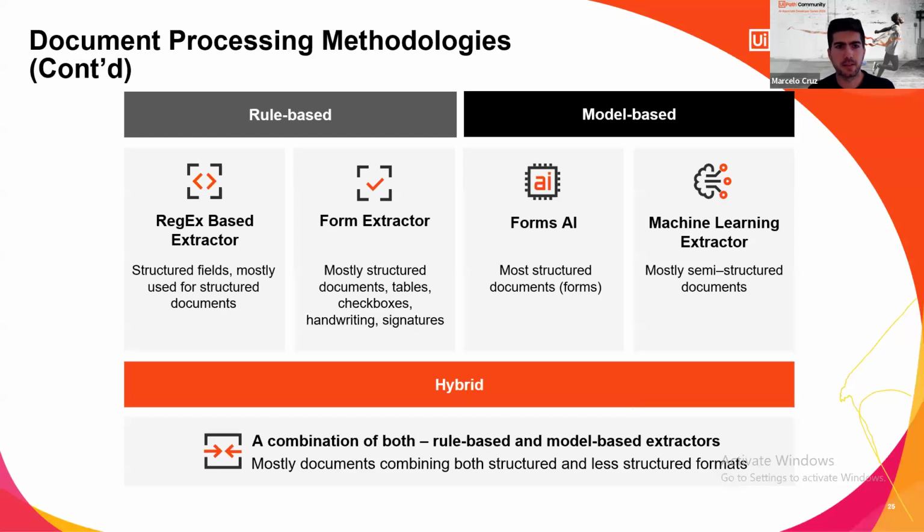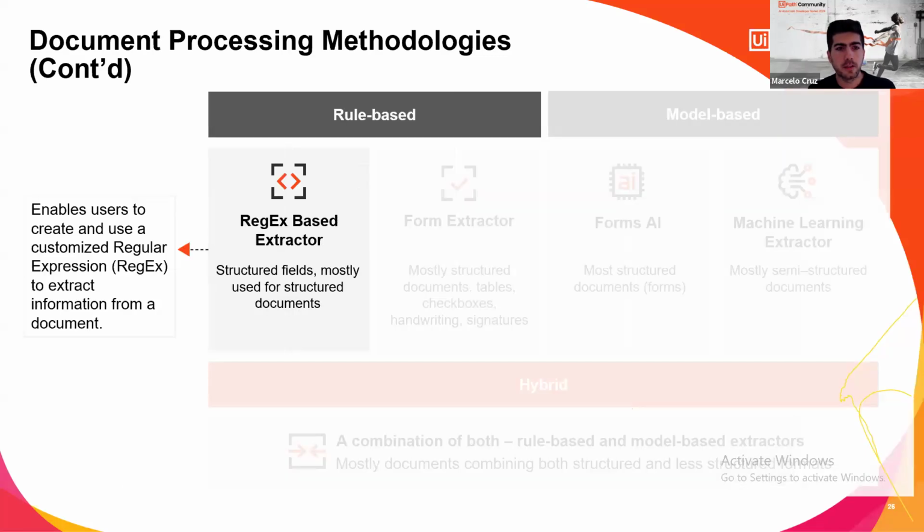And now just an overview around the different methods that we can use in both methodologies. On the rule-based side, we have the regex-based extractor and the form extractor. And on the model-based side, we have the forms AI and the machine learning extractor. Now let's understand these extractors in more detail.